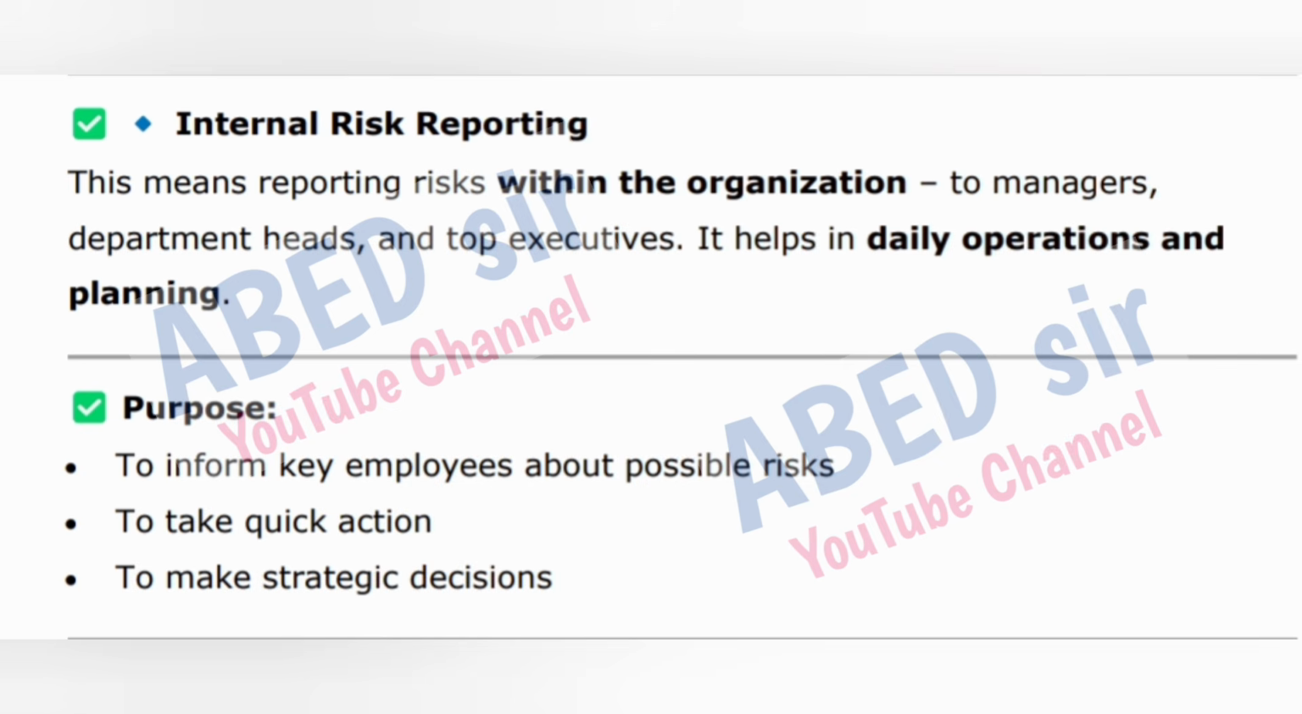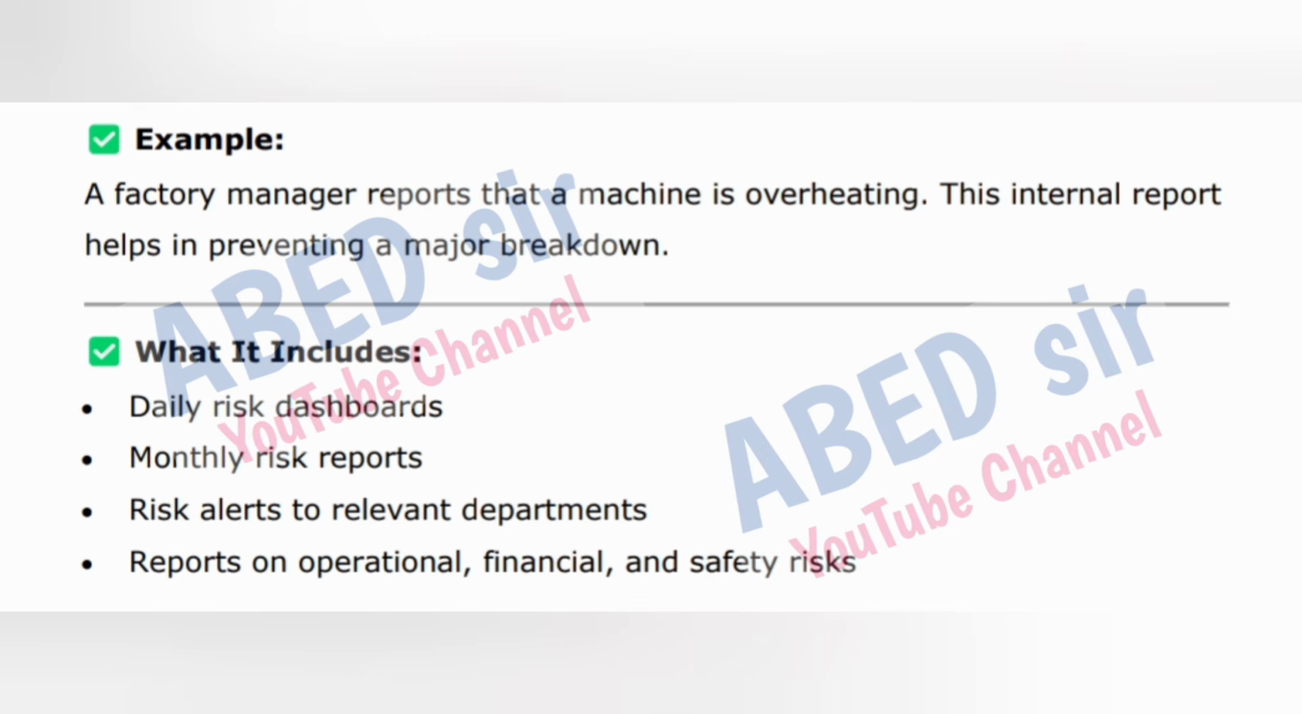Internal risk reporting. This means reporting risks within the organization to managers, department heads, and top executives. It helps in daily operations and planning. Purpose: to inform key employees about possible risks, to take quick action, to make strategic decisions. Example: a factory manager reports that a machine is overheating. This internal report helps in preventing a major breakdown.